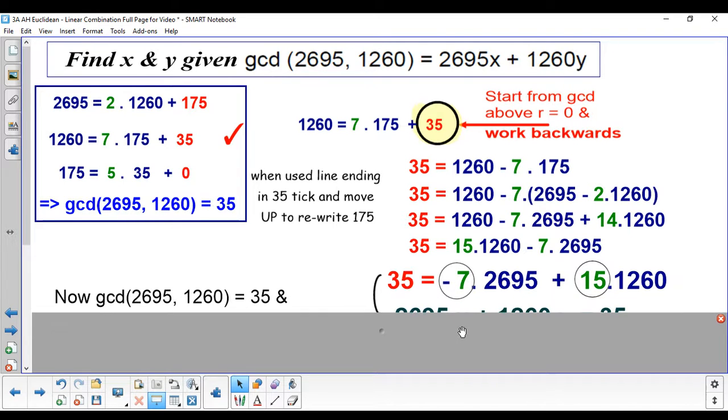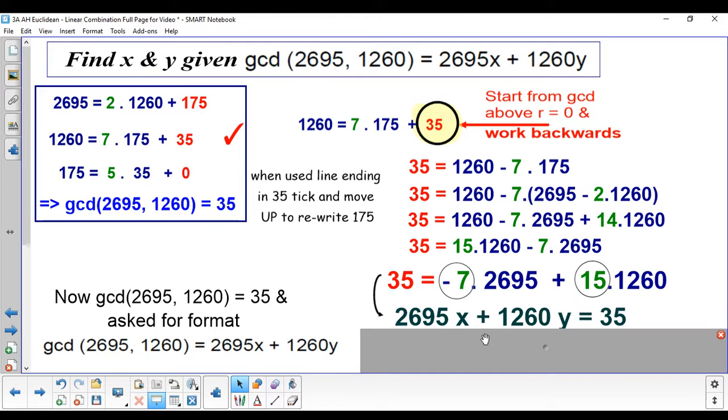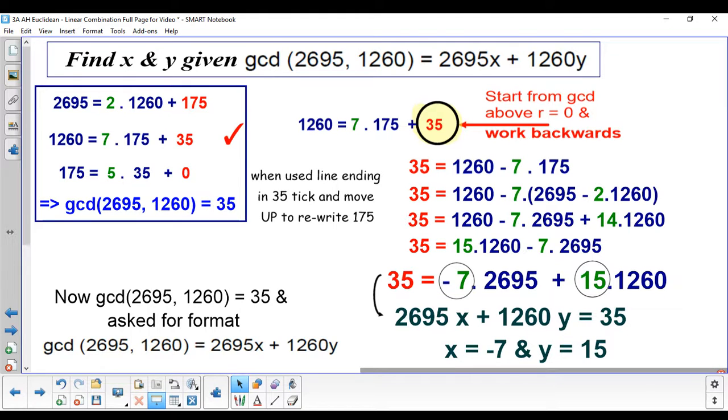So if the greatest common divisor is 35 and you're asked for this format, then you should know what your x and your y were, and you've solved it. The x is beside the 2695. You don't need to rewrite it that way, it's just nice, but if you want the x, it's beside it. I could have said it was minus 7 up there. I've just written it there so it's in the same format, and beside 1260 was your y. Okay.